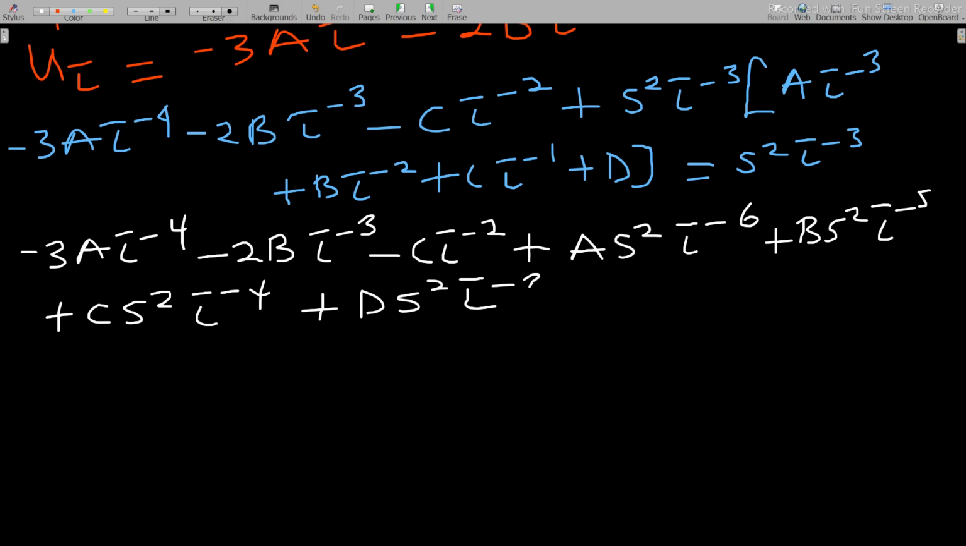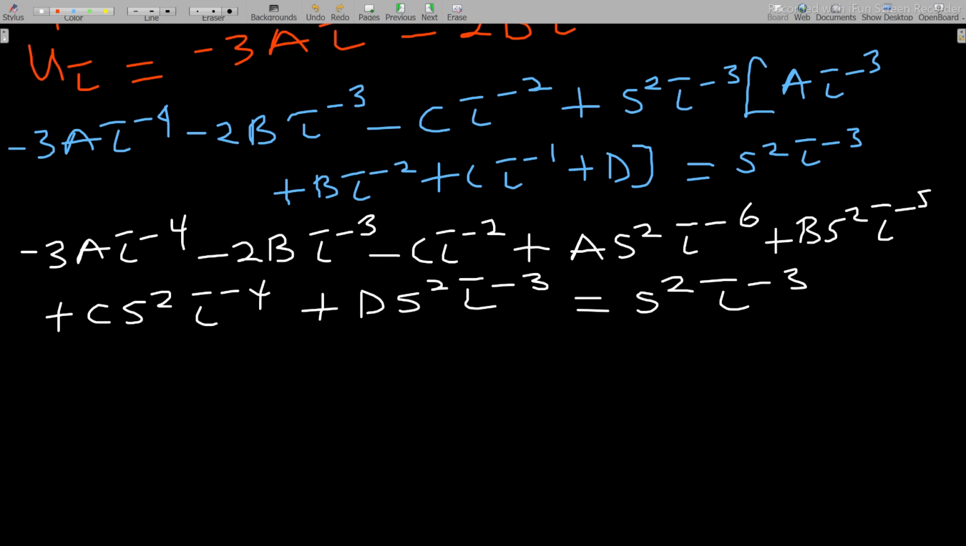Okay, tau to the negative 3. Then all of this will be equal to s squared tau to the negative 3. Okay, now you have to group powers to one side. So if I group the powers, I'll get something like, in terms of, let me start from the highest.